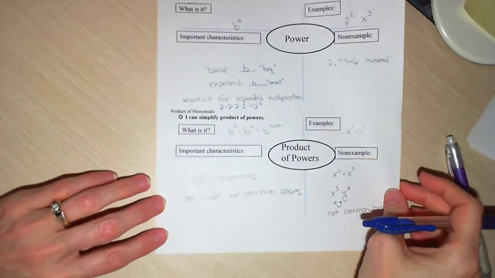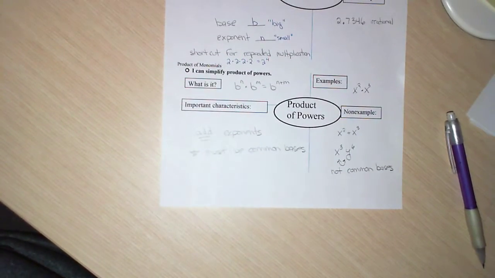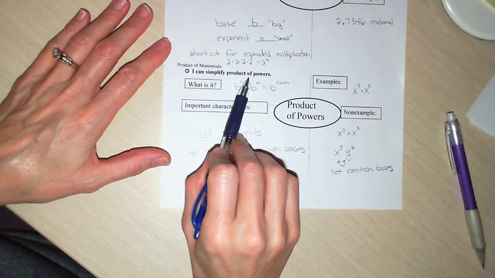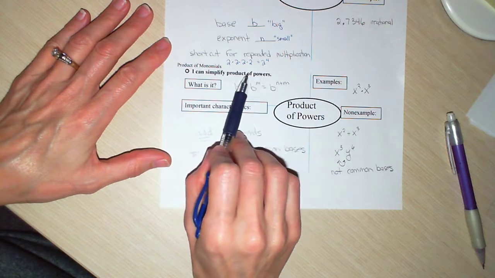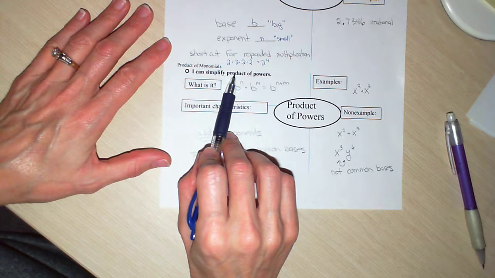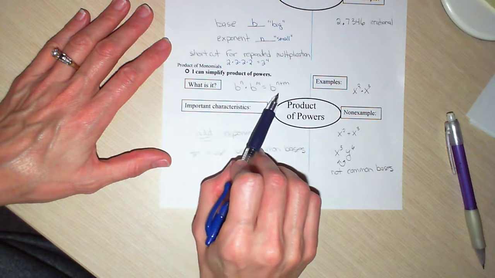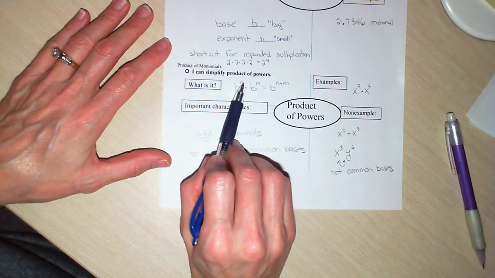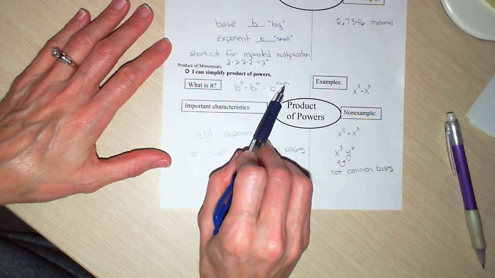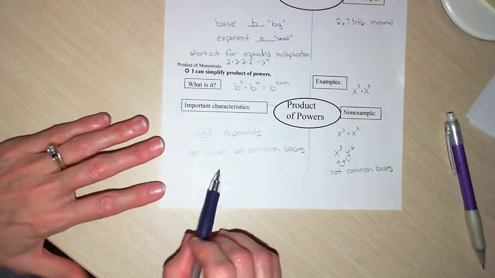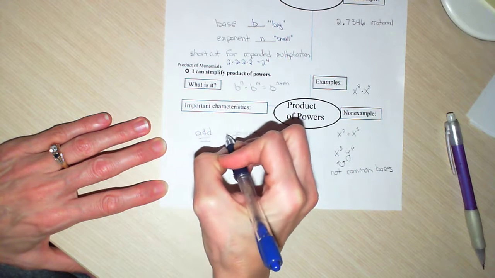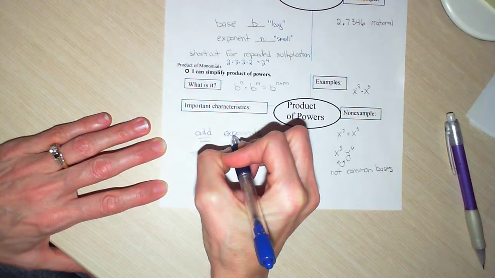All right, now let's get to our exponent rules. Okay, so I can simplify product of powers. So remember, powers are exponents. Product means to multiply. So this is the rule. If I'm multiplying common bases that have exponents, I keep the base, add the exponents. So the important characteristics here are, let me rewrite this, add exponents.